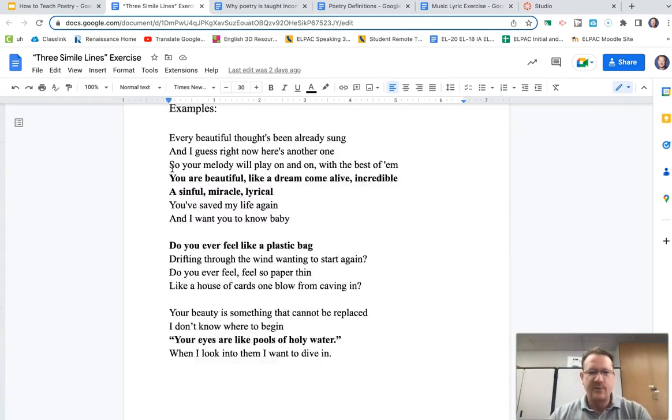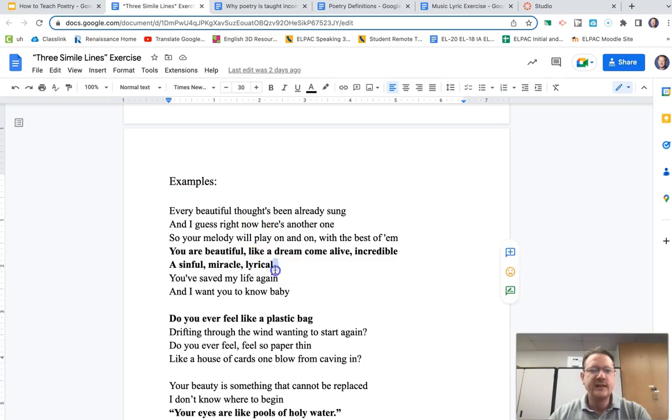So here's my example. I bolded the simile and I show this. I say, here's what I'm talking about. The simile is, "You're beautiful, like a dream come alive, incredible, a sinful miracle, lyrical." I believe that's Selena Gomez. So she put the simile in the middle, and then she set up the simile: "Every beautiful thought's already been sung," etc. She gave her simile and then she ended it with a final concluding sentence.